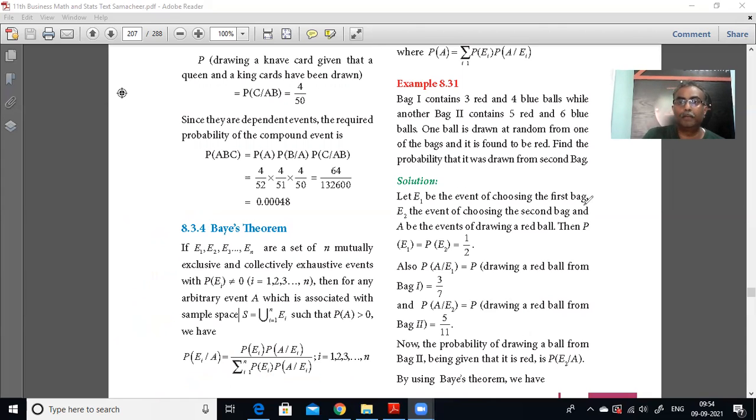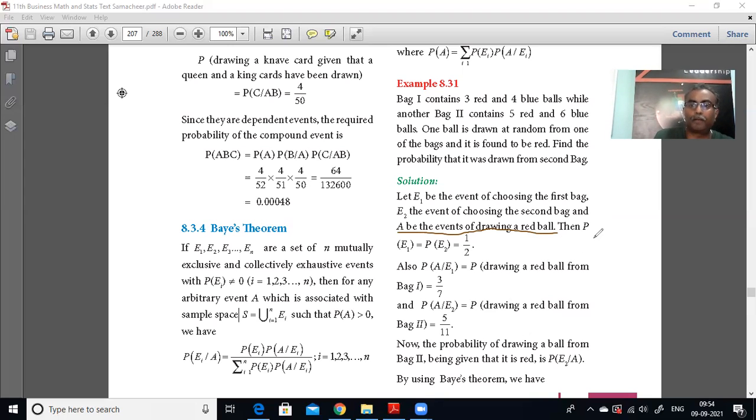Let E1 be the event of choosing the first bag. Let E2 be the event of choosing the second bag. And A be the arbitrary event of drawing a red ball. A is the arbitrary event. It is not connected with choosing the bags. E1 and E2 are similar events. They are all about choosing from which bag. A is another event, unconnected to this, but associated with choosing a red ball.